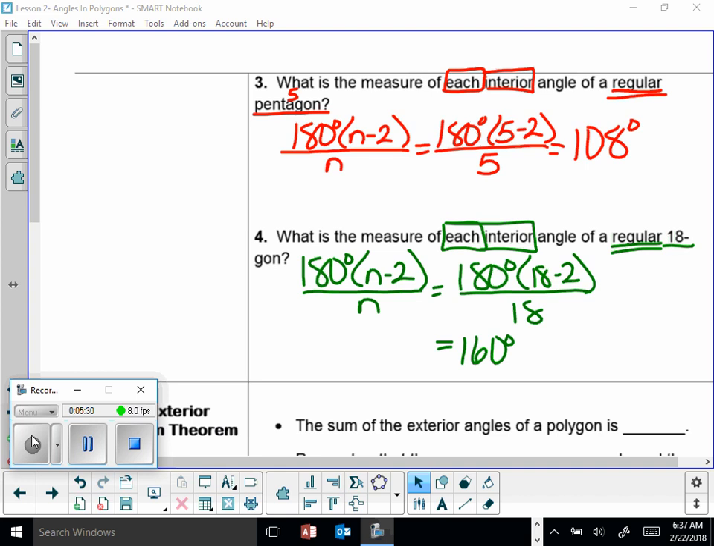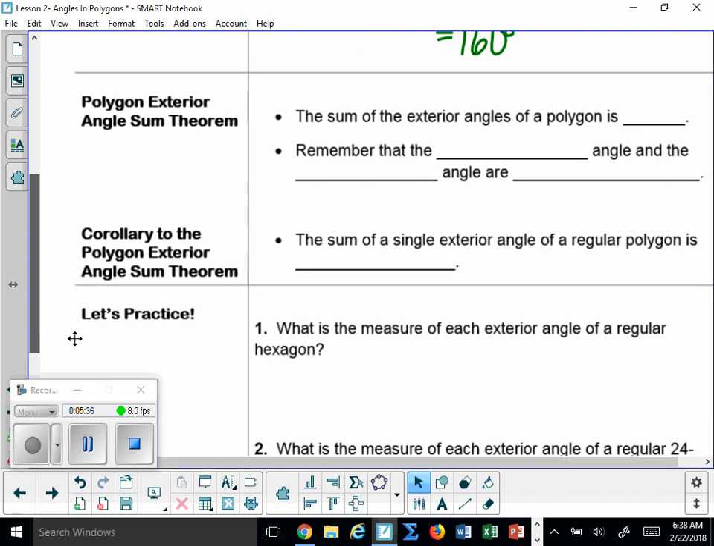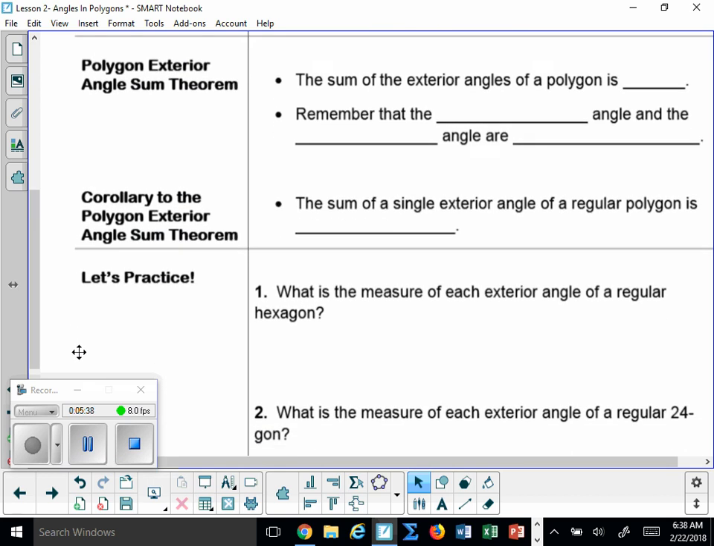Okay, how'd you do? Next up, we need to talk about exterior angles, and the polygon exterior angles theorem. Here's our last two. It's the easy one. It does not matter how many sides your polygon has. The sum of the exterior angles is always 360 degrees. I really like that one.